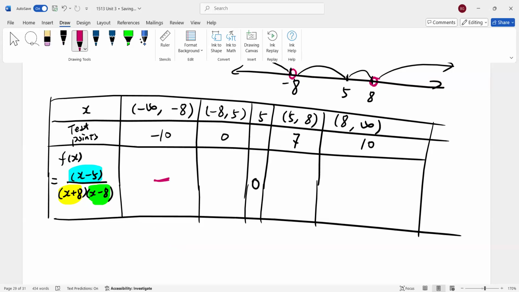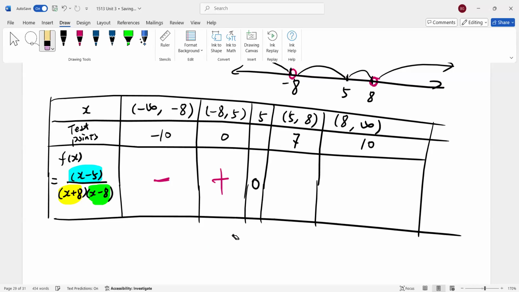0 would make the blue negative. That's the top. We'll make the yellow positive. Would make the green negative. So positive times negative, the bottom is negative. Numerator is negative, bottom is negative, so the quotient is positive.